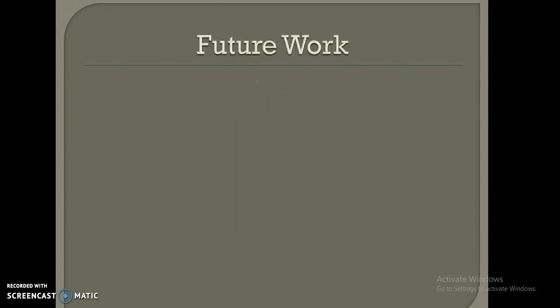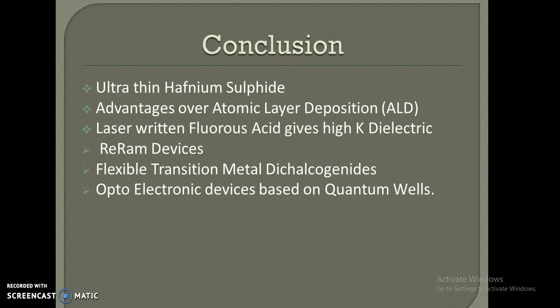So what is the conclusion? I would like to conclude that we show that ultra-thin hafnium sulfide can be incorporated into a variety of van der Waals heterostructures and selectively transformed into an amorphous high-K oxide using laser irradiation. In contrast to sputtering or atomic layer deposition, the use of photo-oxidized hafnium sulfide allows for clean interfaces without damaging the underlying two-dimensional material.